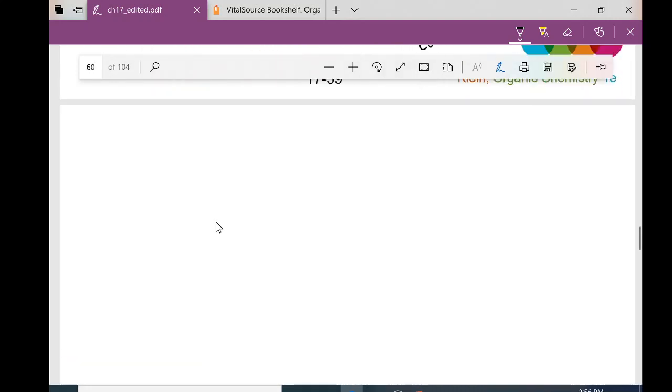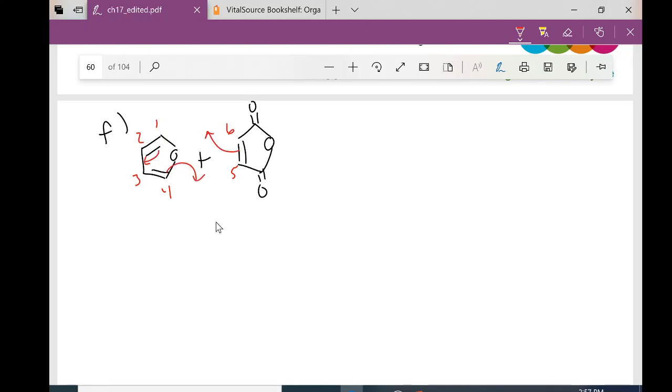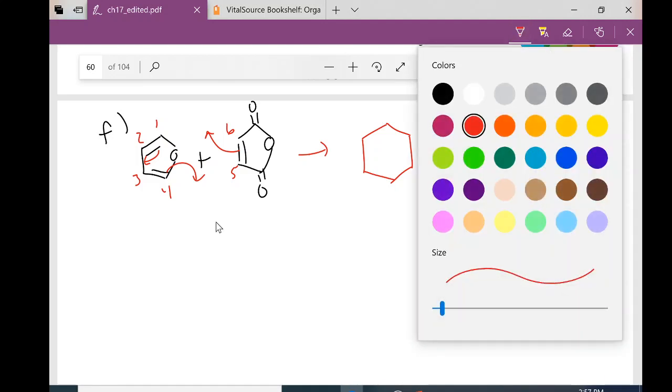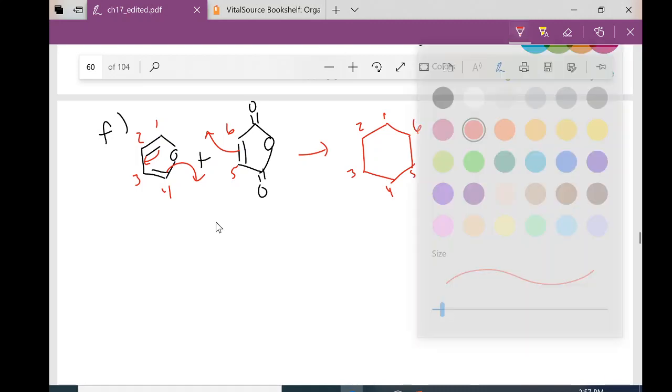All right, so let's do just one more of those. Let's do F. Here we have maleic anhydride. Okay, so how are we going to draw our product? 1, 2, 3, 4, 5, and 6. Okay, we're forming a bond between carbons 1 and 6 and 4 and 5. And let's go ahead and draw with red. 1, 2, 3, 4, 5, 6.